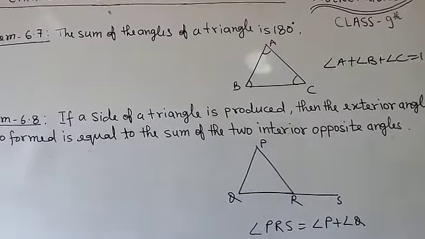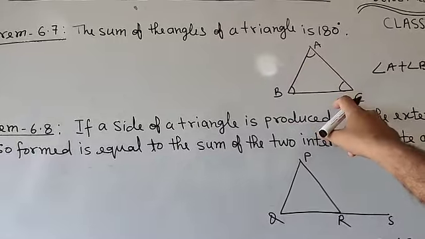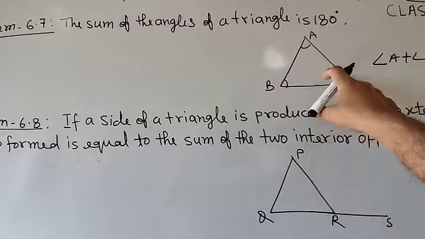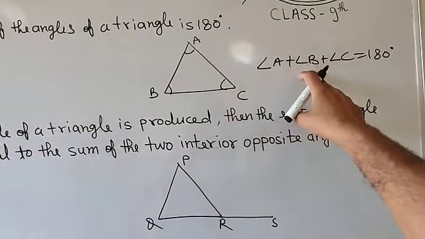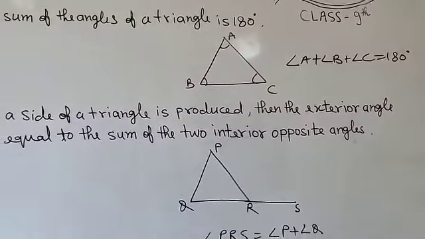Here all of you are familiar with that. If you add all three interior angles of a triangle, that will be equal to 180 degrees. So here I have drawn a triangle ABC. It means angle A plus angle B plus angle C equals 180 degrees. So all of you are familiar with this.